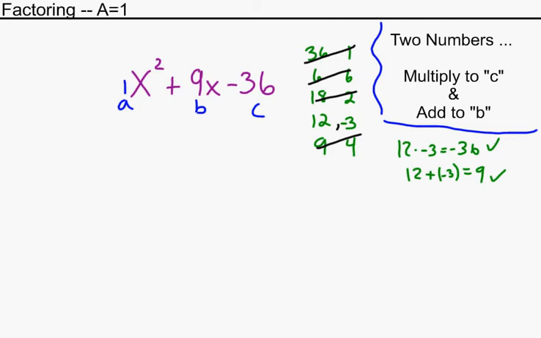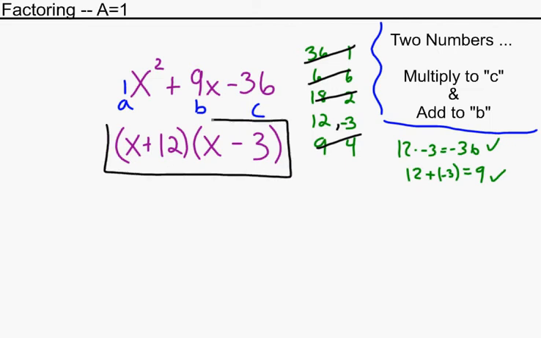Once I've found that pair of numbers, it's as simple as writing out my two sets of parentheses for my binomials, putting my variable in the first spot, and then putting a plus 12 and a minus 3. Now, it doesn't matter if I put the minus 3 in the first binomial and the plus 12 in the second. The order doesn't matter. When I FOIL it out, I would still get my x squared plus 9x minus 36. So that's my factored answer right there.